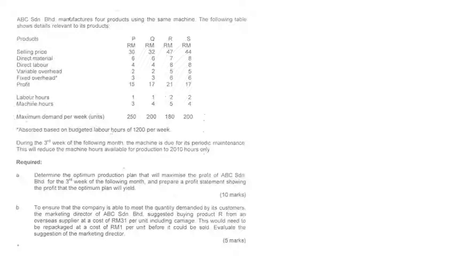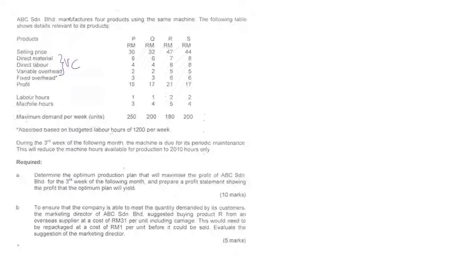Okay, now we will discuss questions on ABC Sendirian Berhad. When you read the first paragraph, you have information regarding 4 types of products: P, Q, R, and S. Then you have information regarding selling price, direct materials, direct labor, and variable overhead. If you total up these 3 values, you will get the variable cost for the product.